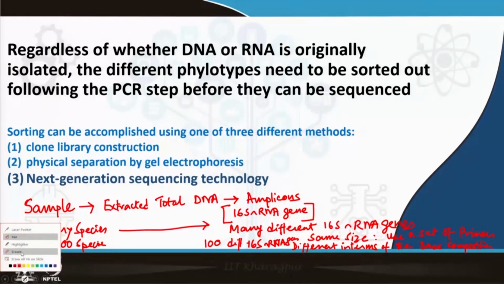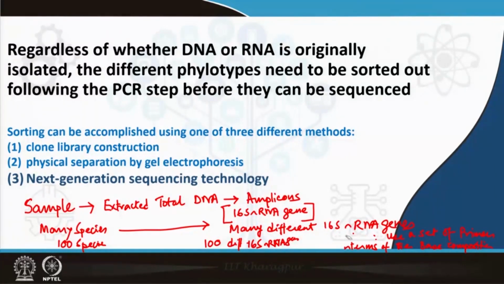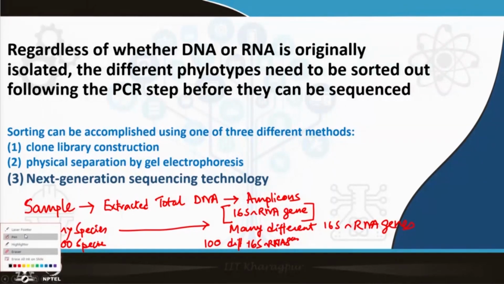Now, how do we segregate these? These are actually some kind of expression that we try to do, that is the phylotyping. So, these 100 different types of 16S rRNA genes are basically referring to 100 different types of phylotypes. Now, how do we segregate those 100 different phylotypes? For segregating them, we know that there are a number of methods.